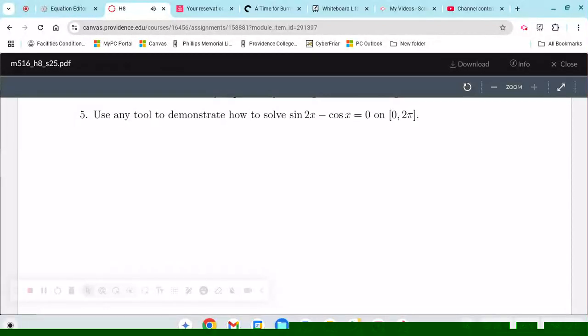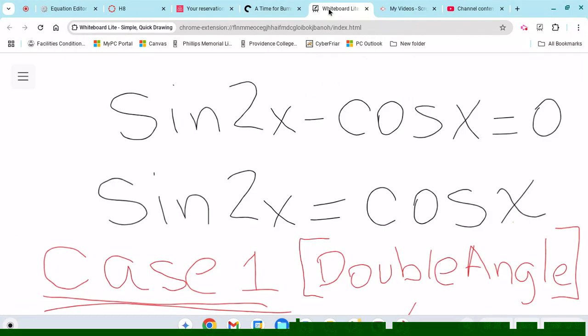Hello, this is homework 8, question 5, and it says, use any tool to demonstrate how to solve sine of 2x minus cosine x equals 0 on the interval 0 to 2 pi. So I'm going to use many tools to solve this, and the first thing that came to my mind was that sine of 2x. So let's look at the whiteboard.